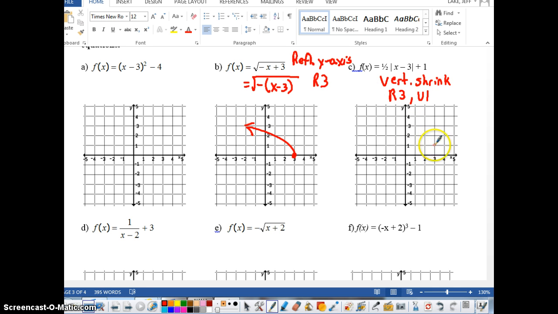So right 3 plus 1 is going to put me right there, and then this is a vertical shrink, so that means it's going to be a V that is going to be a little bit wider. Again, when you multiply by 1/2, it ends up making it wider. It's almost like somebody stepped on the absolute value graph and made it a little bit flatter there. All right, moving down.